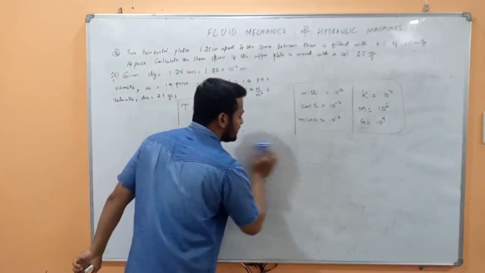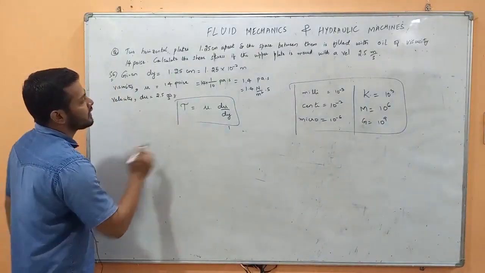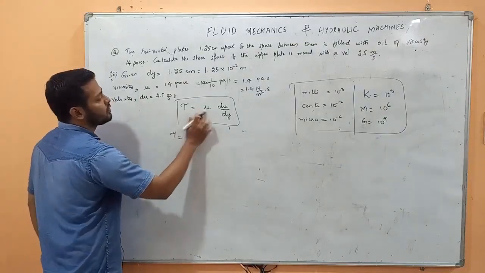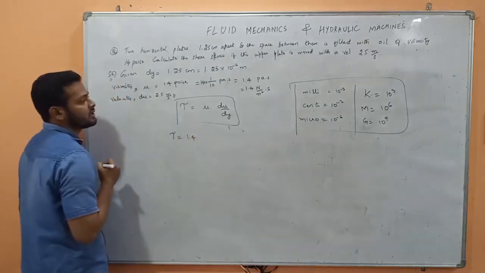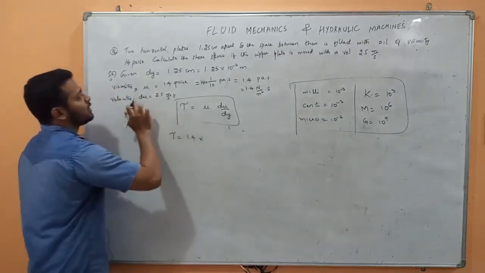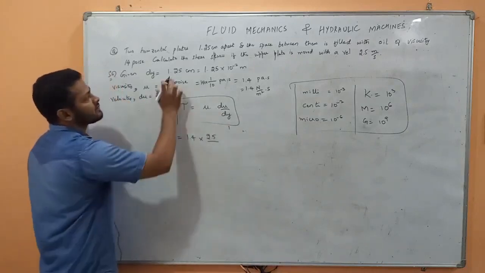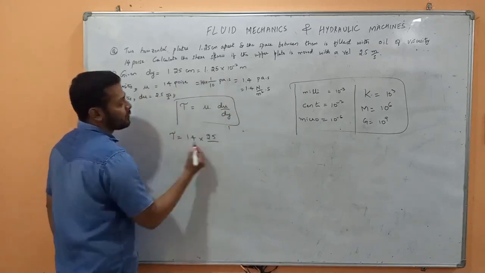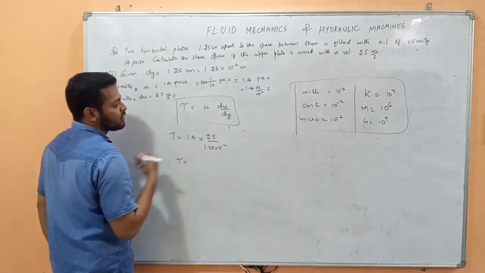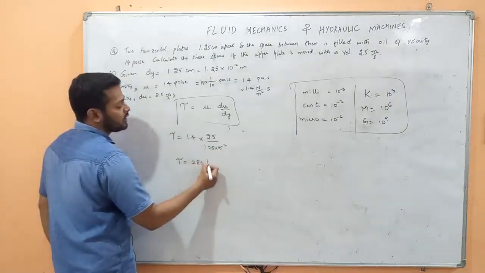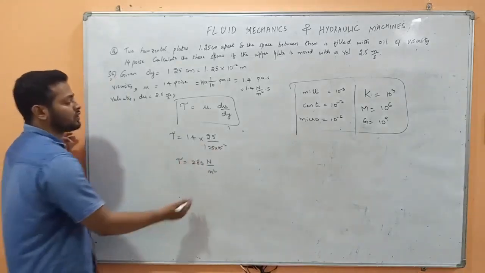Now we will substitute all the given values in this formula. Tau is what we have to find out. Mu is 1.4, which we got after converting into SI units, into du. du is given as 2.5 and dy is 1.25 centimeter, which after converting is 1.25 into 10 power minus 2. So tau is coming out to be 280 Newton per meter square. You can solve this in the calculator, you will get 280. So tau answer is 280.